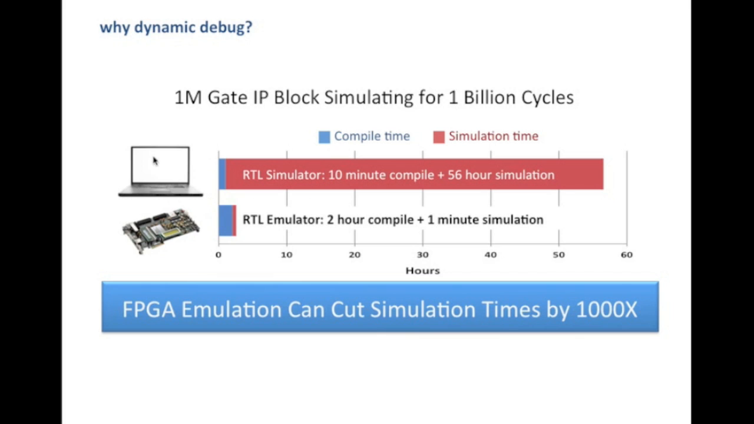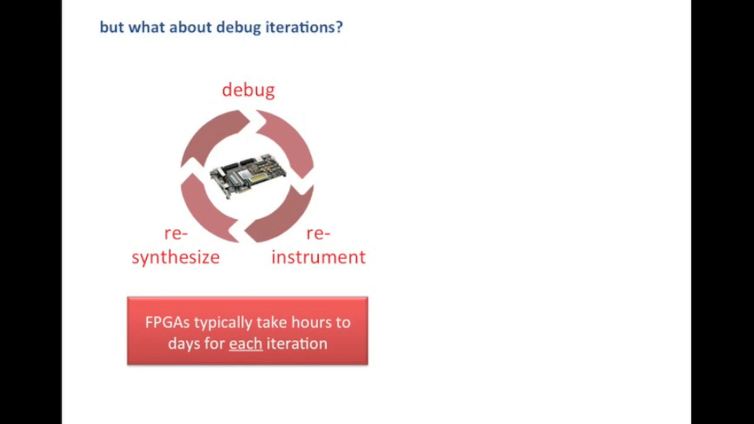But the time to compile into an FPGA is longer than that for a simulator. So what's the cost of debug with FPGAs? Typically, when you're working with FPGAs and doing debug, each debug iteration can require re-instrumentation and resynthesis. That makes each debug cycle take hours to days, which bogs down problem diagnosis and resolution.